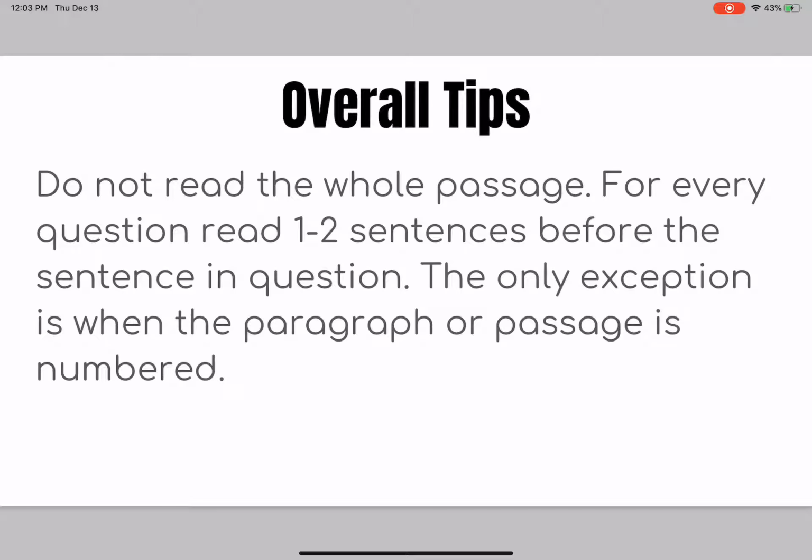And then just some overall tips about the writing section. My first tip is do not read the whole passage. For every question, read 1 to 2 sentences before the sentence in question. The only exception is when the paragraph or passage is numbered. And I'm going to show you what this means.